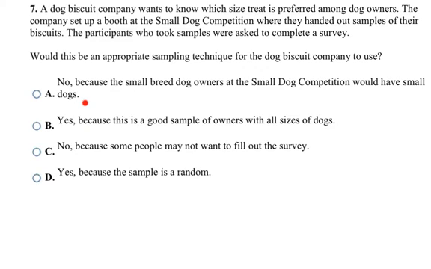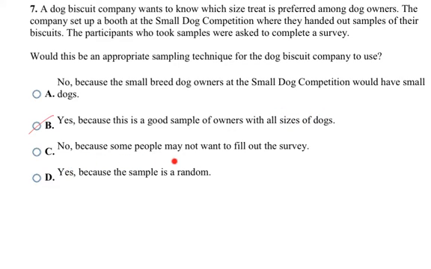Well, that's a legit fear. If you are looking at all dog owners, it doesn't specifically say small dog owners, then you need to ask dog owners that have small, medium, large dogs of all sizes to get an accurate result. So it could be A. Let's look at B. Yes, because this is a good sample, owners with all sizes of dogs. It's not all sizes of dogs. It's only small, so it can't be B.